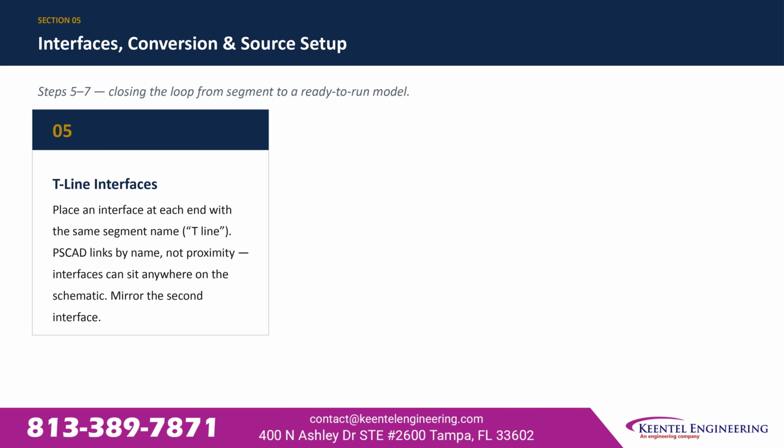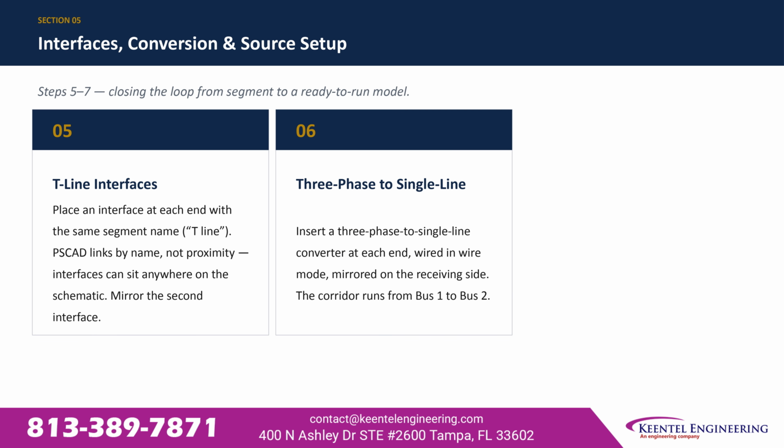Steps 5 through 7 close the loop. Step 5. Add T-line interfaces. Place 1 at each end, give both the same name, T-line, and set conductor count to 3. PSCAD links interfaces to the segment by name, not schematic position. Mirror the second interface.